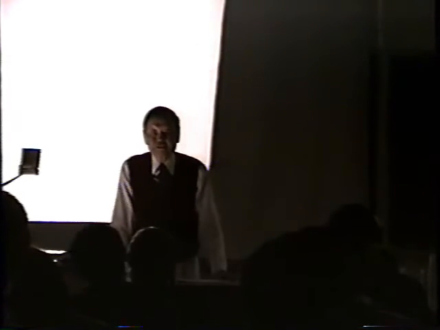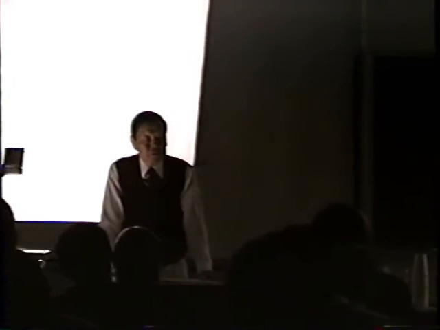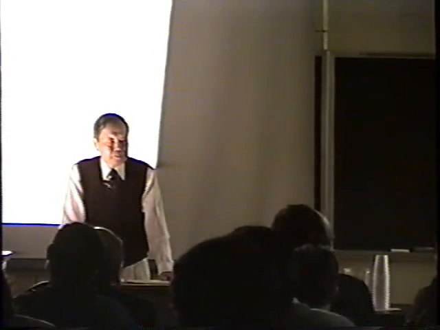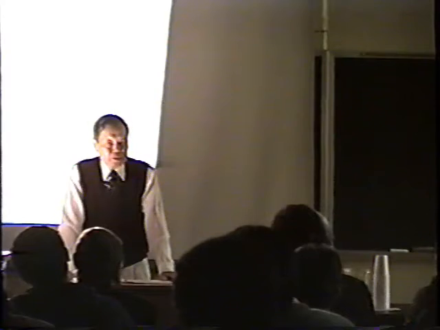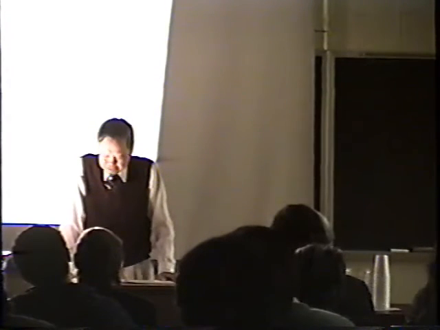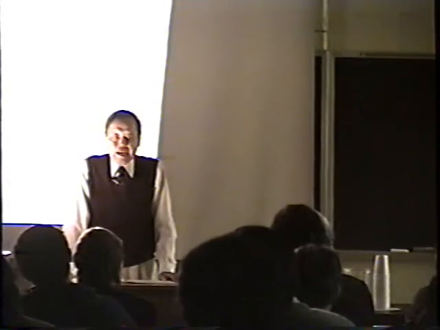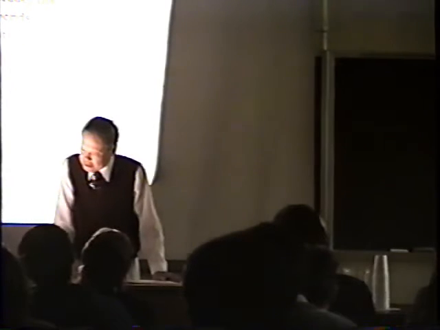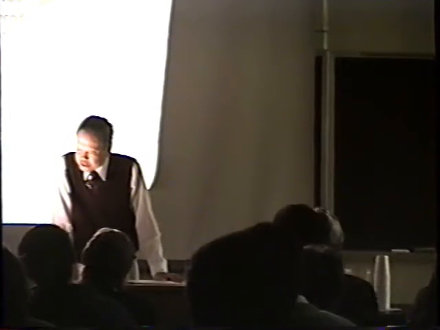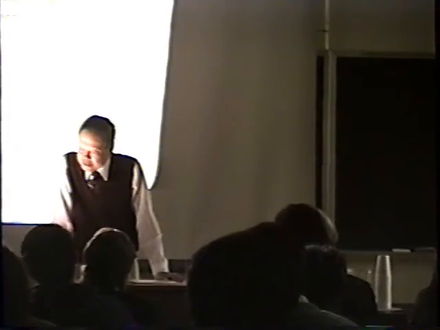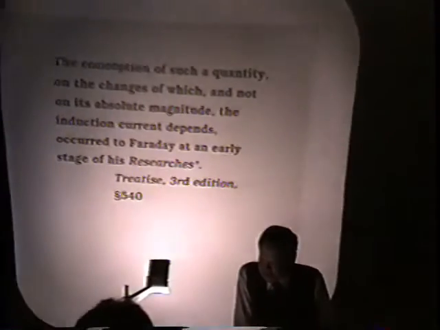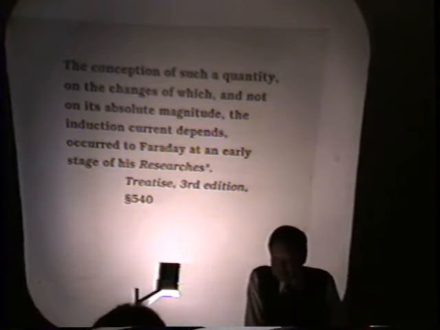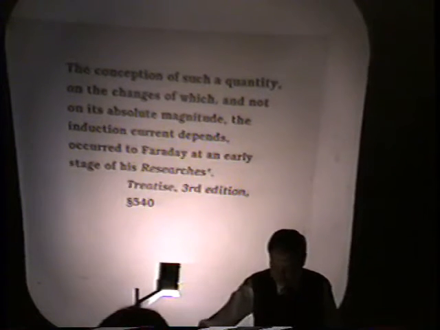In Maxwell's first paper, he tried to invent a mathematical quantity which would correspond, in his opinion, to Faraday's idea of the electrotonic state. For example, in his treatise, written some 10 years later, he said the conception of such a quantity, on the changes of which, and not on its absolute magnitude, the induction current depends, occurred to Faraday at an early stage of his researches. And that quantity turns out to be the vector potential.